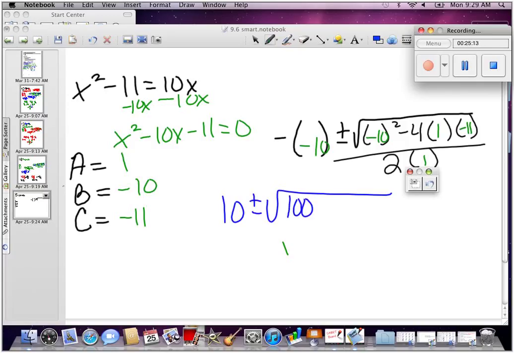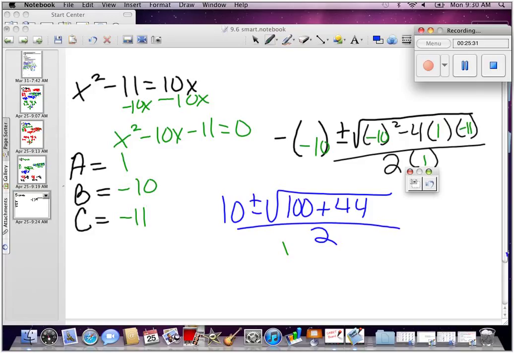Now, look at this. Ian, what's a negative times a negative? Good. Put your plus sign here. Now all you got to worry about is multiplication. 4 times 1 is 4. What's 4 times 11? All over 2 times 1, which is 2. Okay?